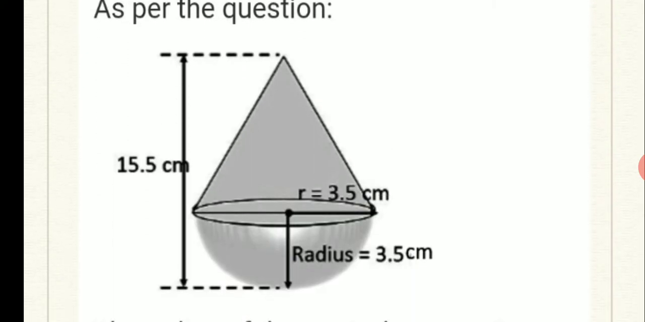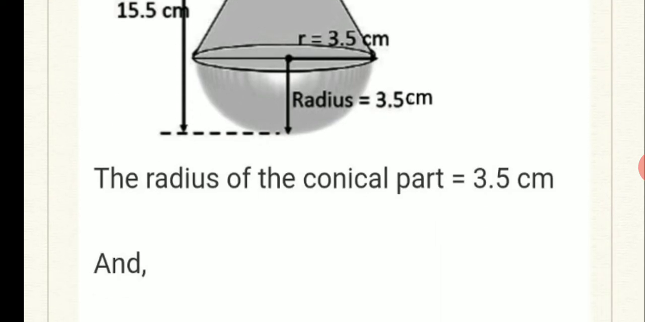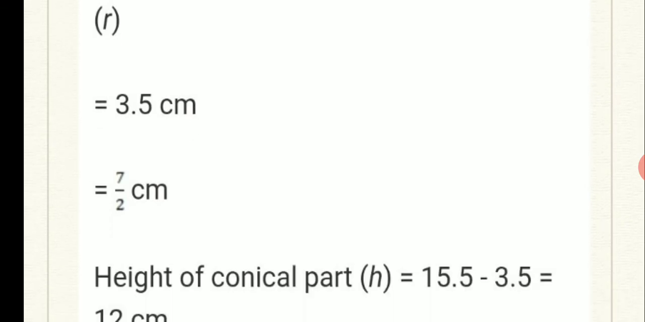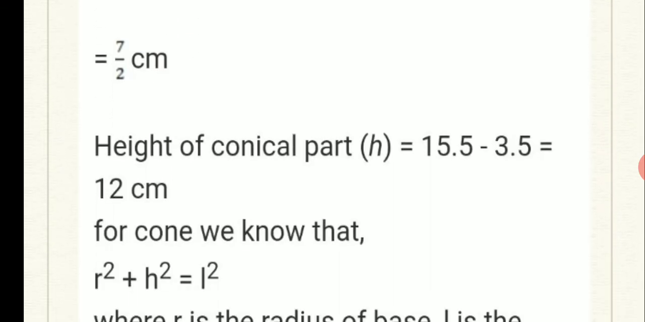Here in this figure, the base is in the form of a hemisphere having radius 3.5 cm and its top is in the form of a cone, and the total height of this toy is 15.5 cm. Now if we take radius equal to 3.5 cm, then the height of the conical part will be 15.5 cm minus 3.5 cm, which is 12 cm.